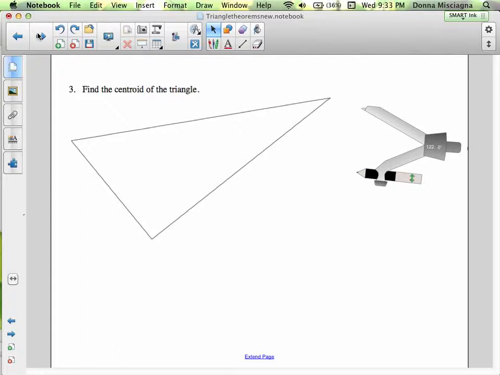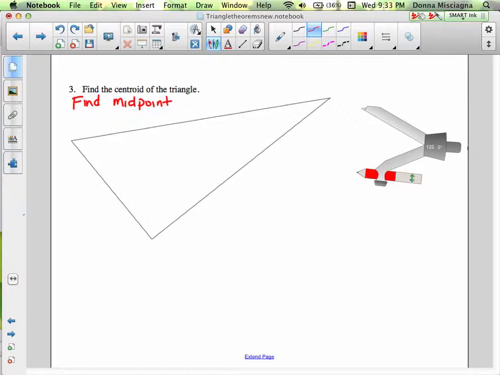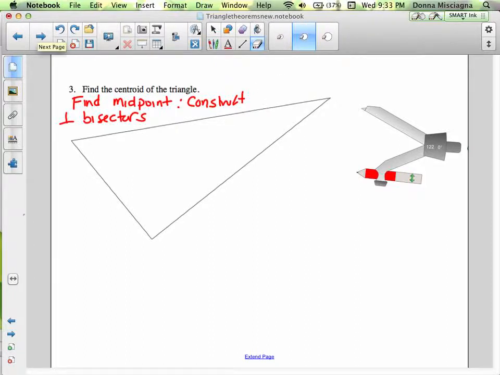So to find the center of the triangle, now you have to find the midpoint. Well, how can you find a midpoint? You're going to construct a perpendicular bisector. That'll give you a midpoint. As a matter of fact, you're going to construct 3 perpendicular bisectors, 1 for each side.